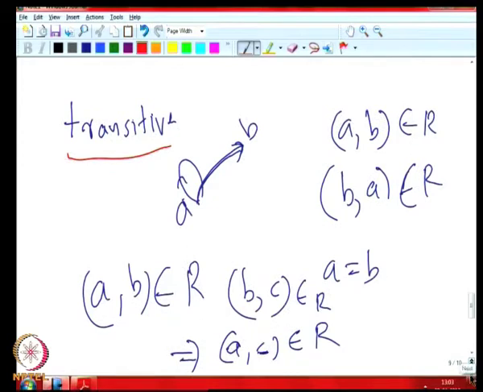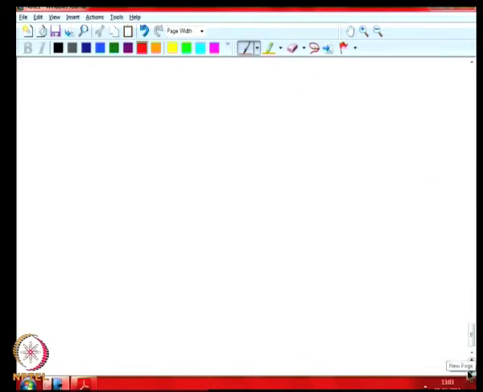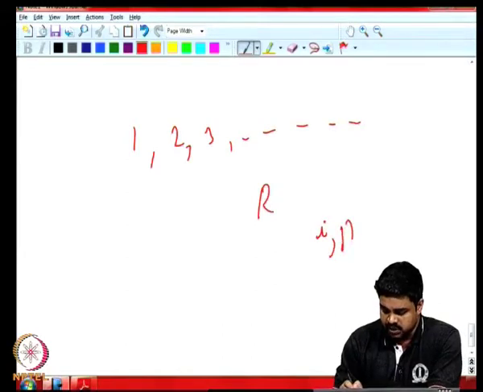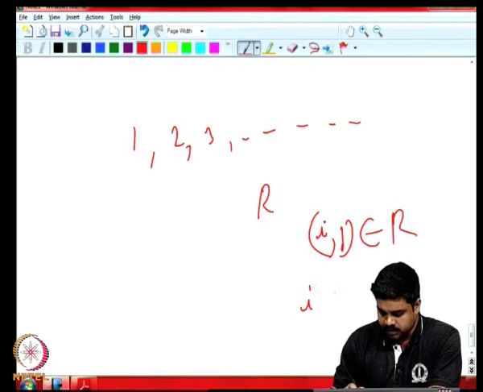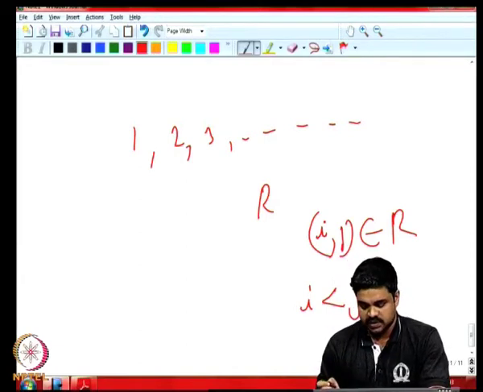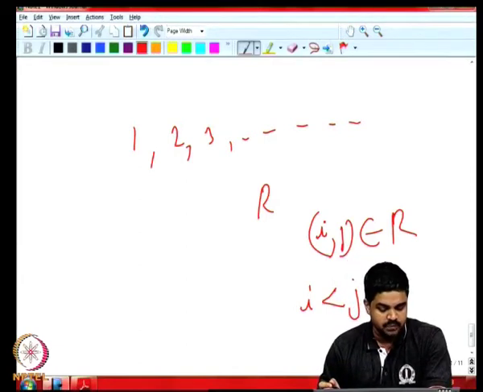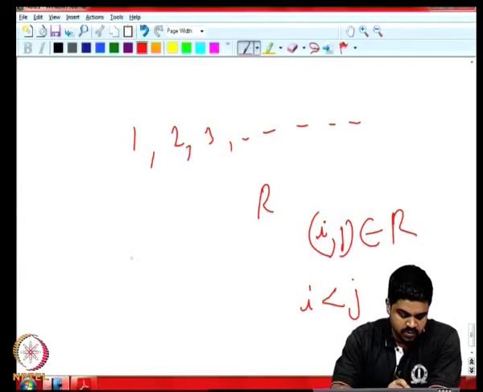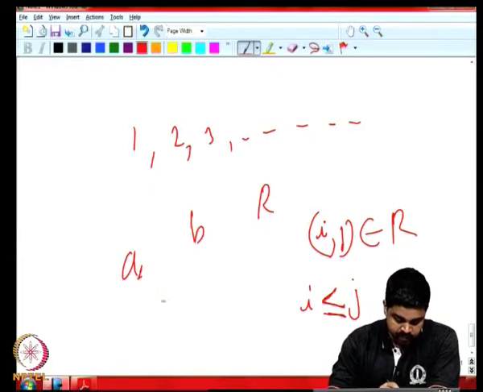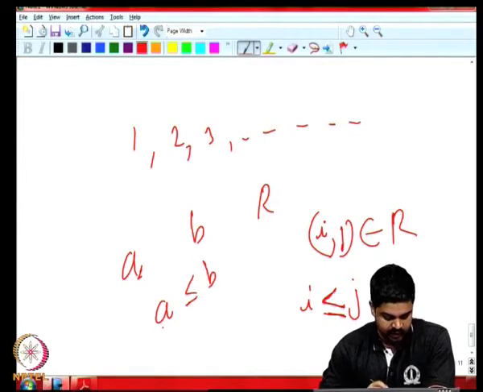For example, if you take the set of natural numbers, 1, 2, 3, we can define a relation on it by saying i comma j belongs to R if i is less than or equal to j, the natural order which we have on the natural numbers. By that relation, every pair is comparable. Take any A and B, even when A equals B, we have A less than or equal to B or B less than or equal to A.